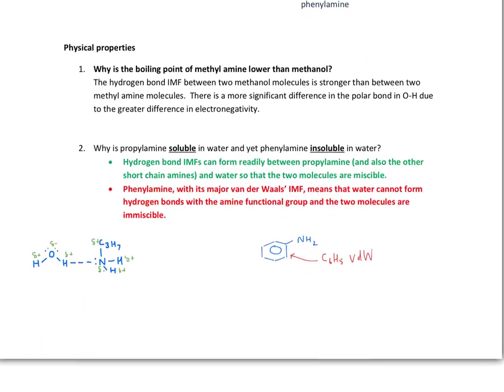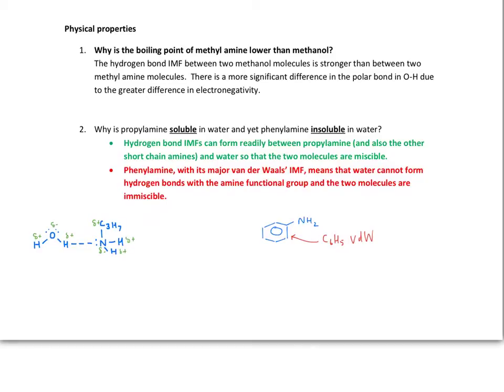Now a couple of physical properties for you to consider. First of all, comparing the boiling point of methylamine versus methanol. So methanol has a higher boiling point. It has stronger hydrogen bond intermolecular forces than the methylamine molecules. This is because there's a more significant difference in the electronegativity values in methanol than in methylamine. This leads to a stronger intermolecular force.